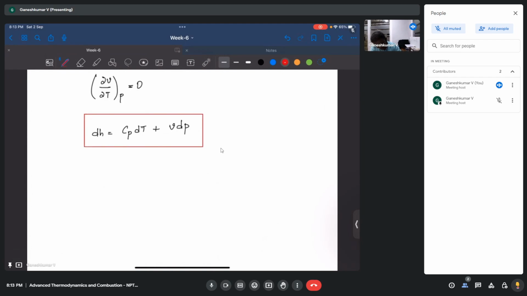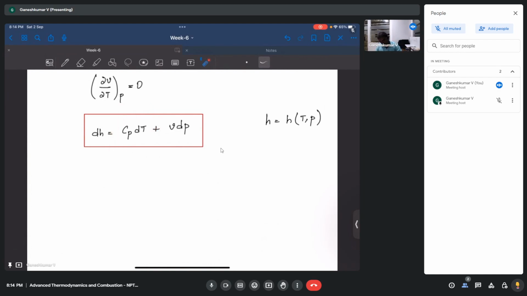Since you have a dependence on pressure, here you need not check whether Cp is a function of temperature or pressure. We just need to prove that H is a function of both T and P, right? Since you already have the V dP term, it is going to be a function of pressure. Now you need not worry whether Cp is a function of temperature or pressure.